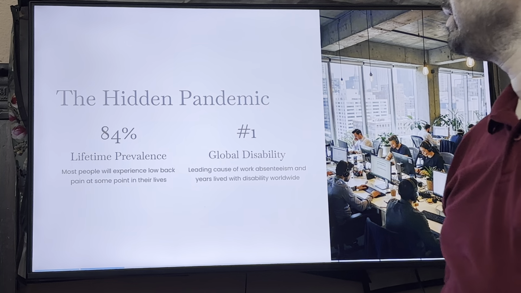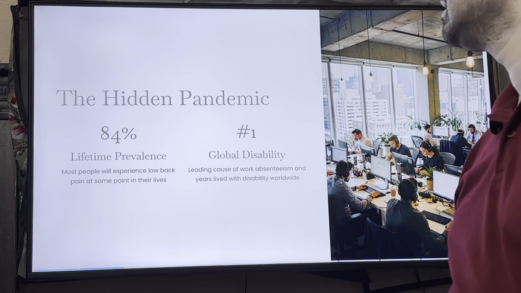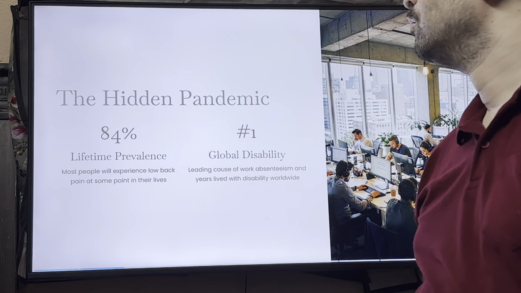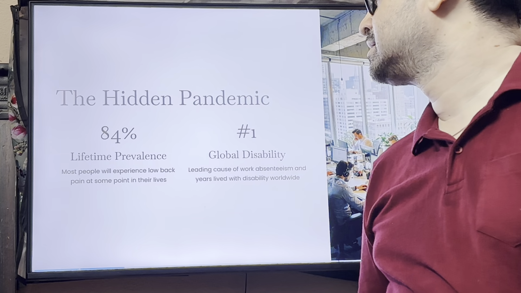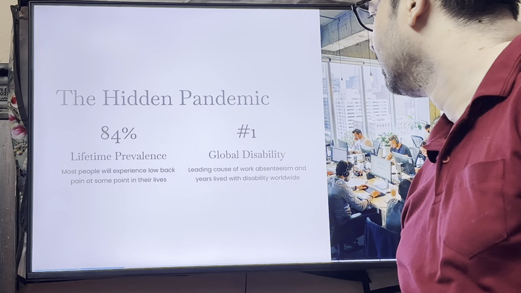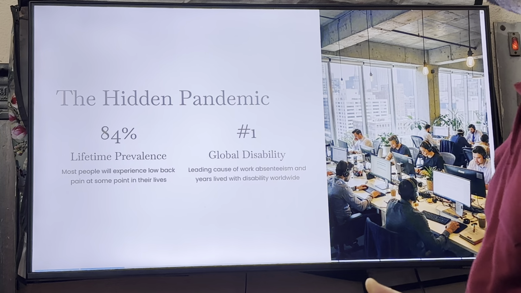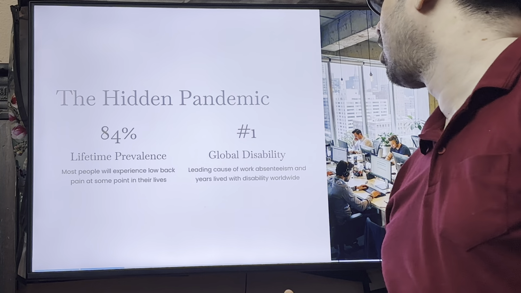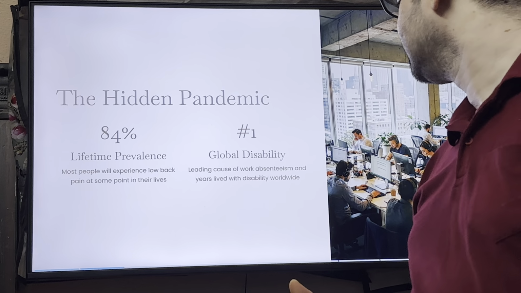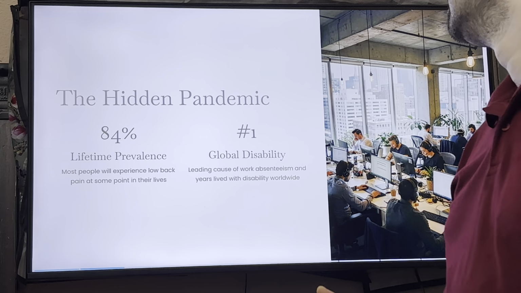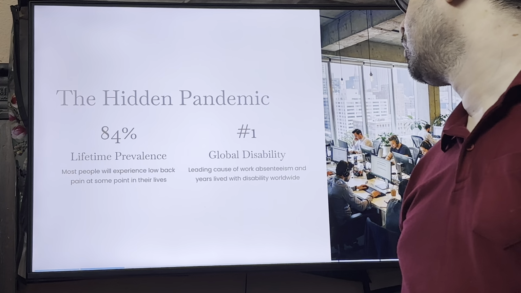The hidden pandemic: 84% lifetime prevalence. Most people will experience low back pain at some point in their lives. It is the number one global disability, the leading cause of work absenteeism and years lived with disability worldwide.